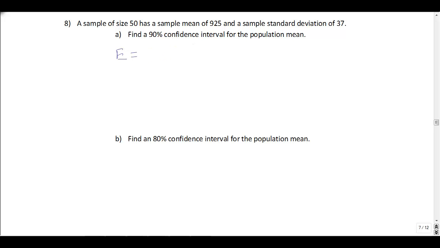Now, in this case, we have our standard deviation as a sample standard deviation. So we want to use a t distribution. So our critical value is like a t sub c. And then we're going to multiply this by a standard error.